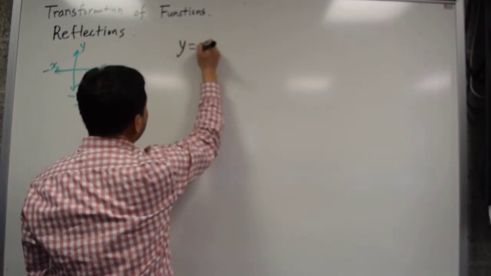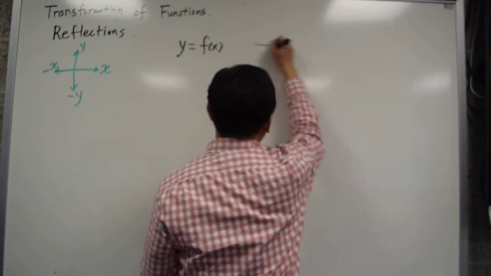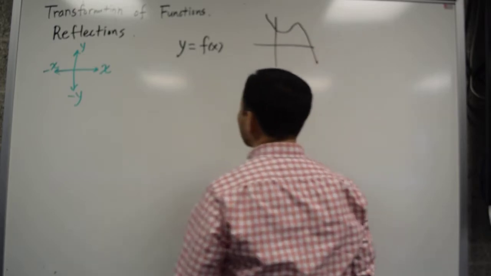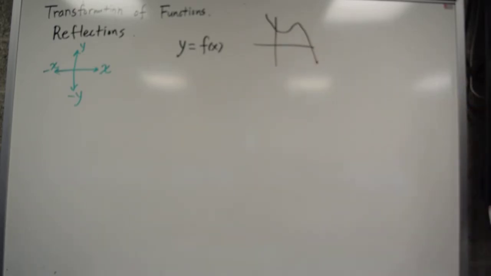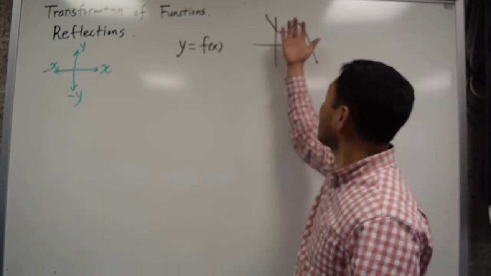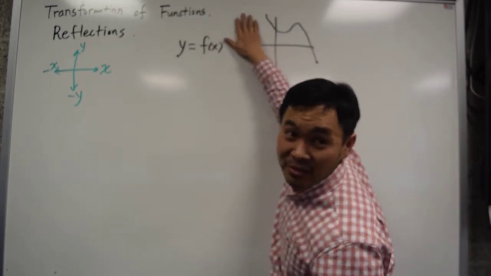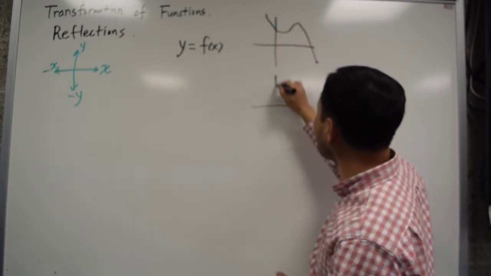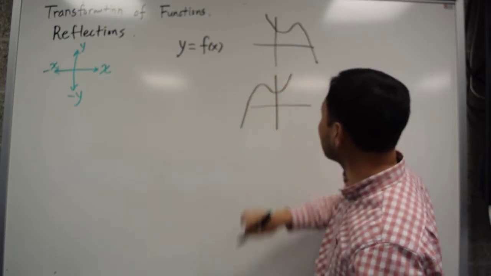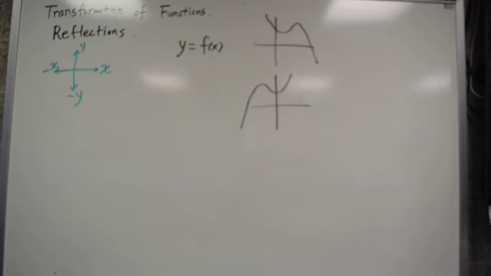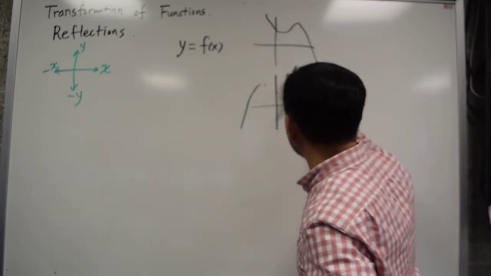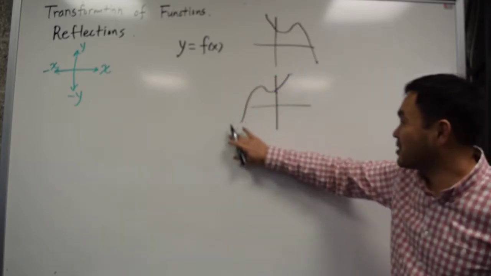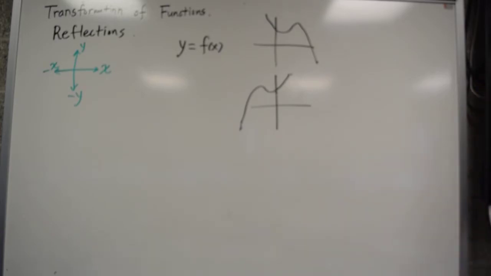I have a function y equals f of x. Let's just say it has some weird graph, something like that. Now I want to reflect this over the y-axis, so that the graph now becomes like that. You know what? It's probably a little more this way. The graph goes like that. I'm a perfectionist. All right.